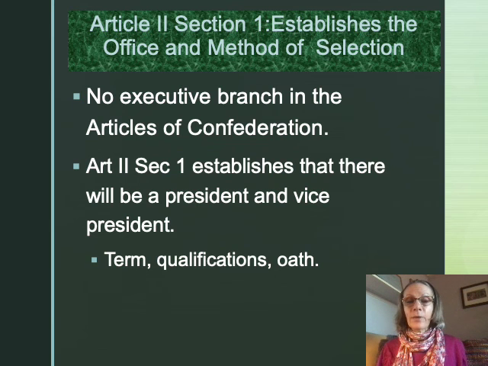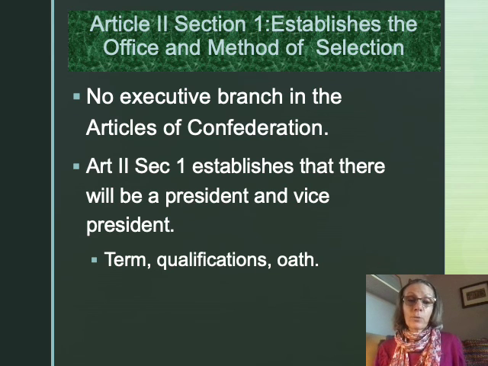It also says that you have to be 35 years old, so older than the qualifications for the House, 25, and the Senate, 30. And you have to be a citizen, today a natural-born citizen, but you also have to be a 14-year resident of the United States.